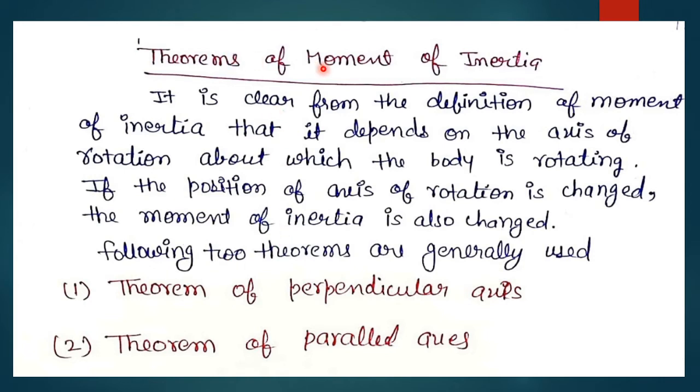Now we will take the theorems of moment of inertia. There are two theorems for this. It is clear from the definition of moment of inertia that it depends on the axis of rotation about which the body is rotating. If the position of the axis of rotation is changed, the moment of inertia is also changed. So there are two theorems for moment of inertia: first, the theorem of perpendicular axis, and second, the theorem of parallel axis.